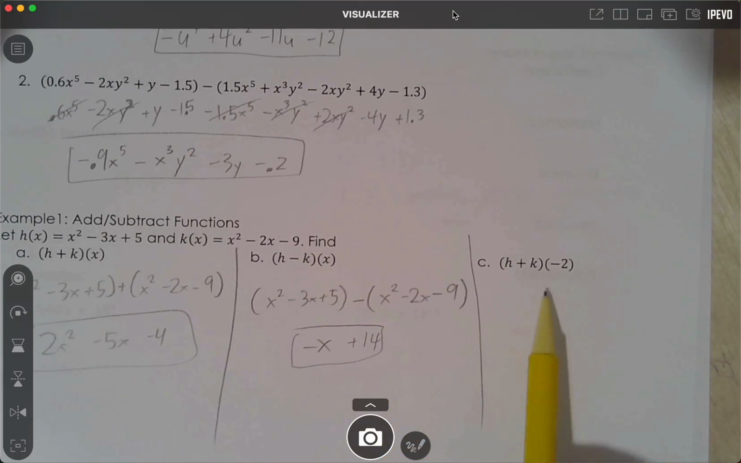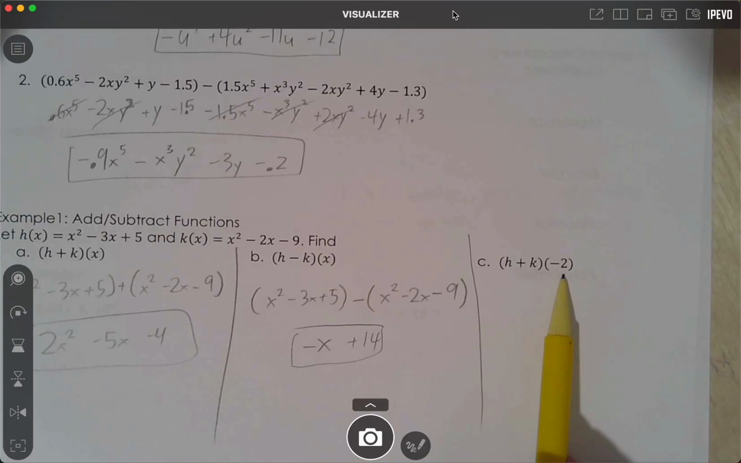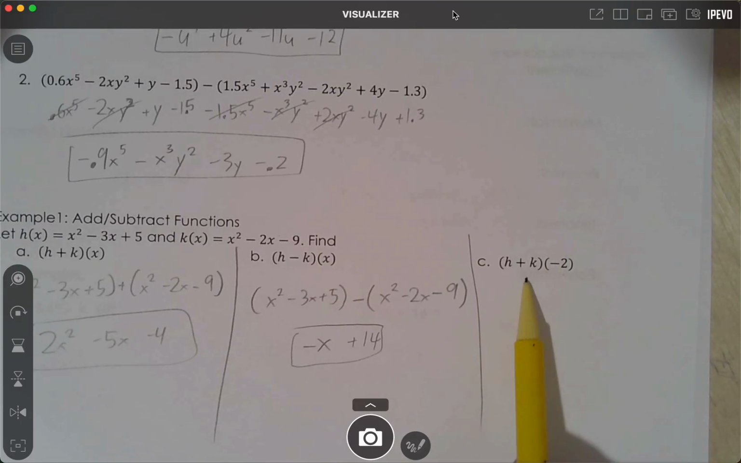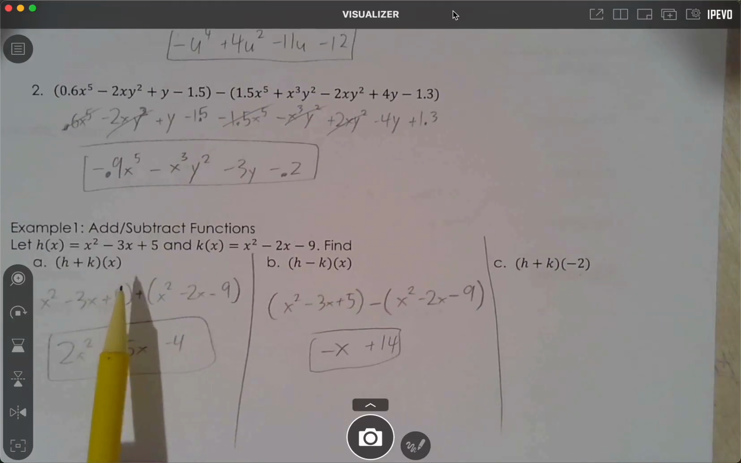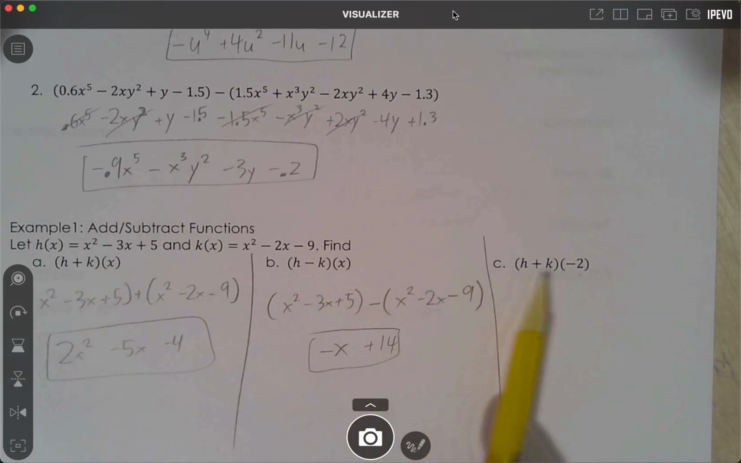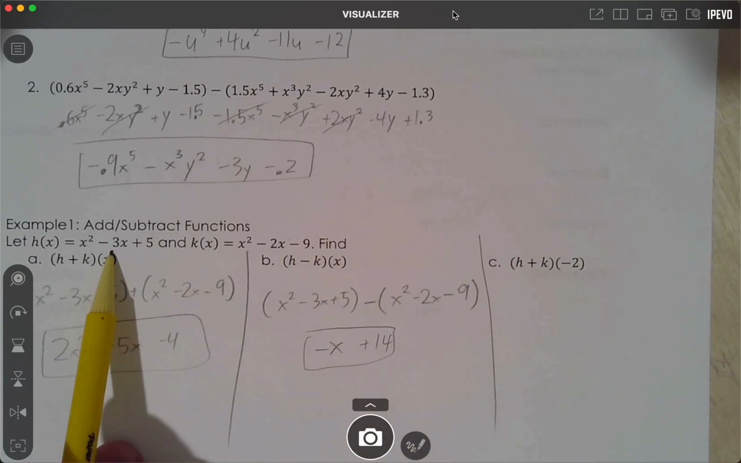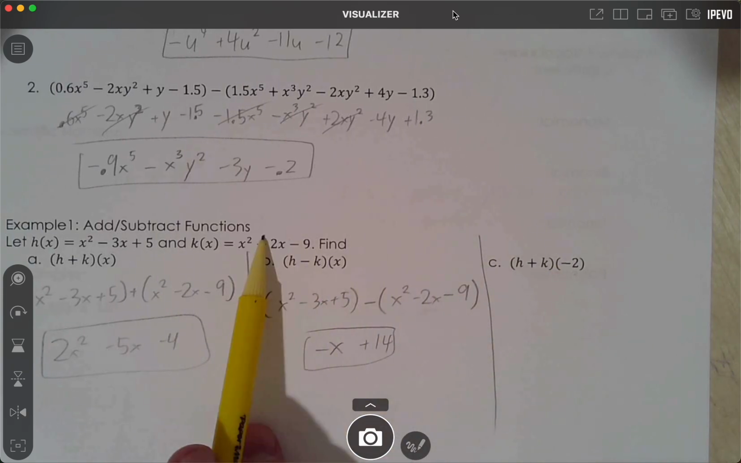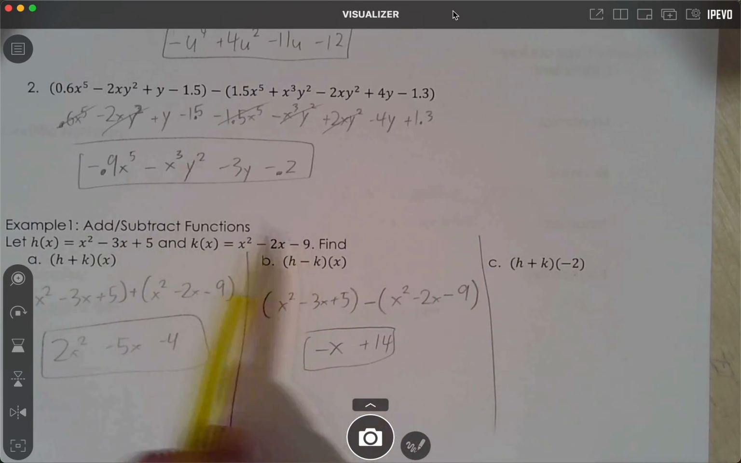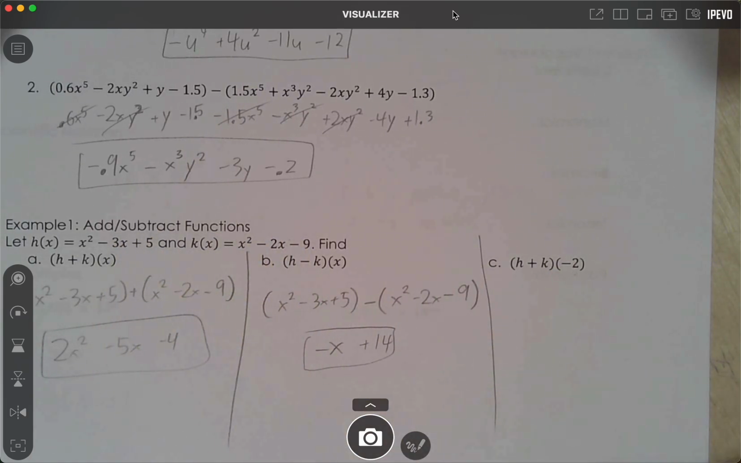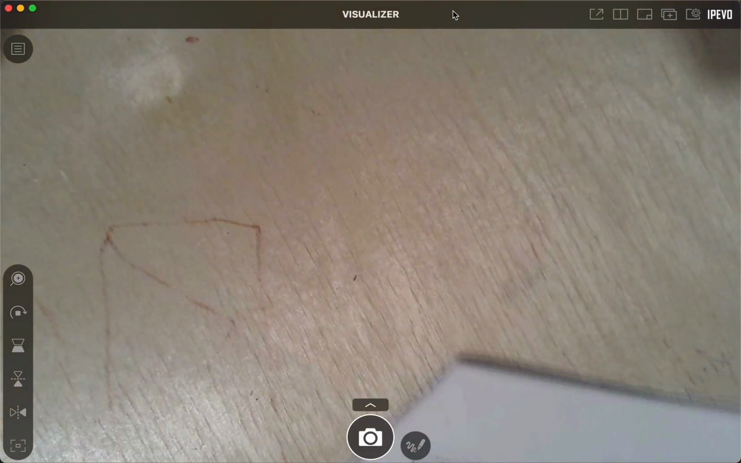Now, last one here is just saying, hey, take h and take k, evaluate them at negative 2 and add their answers. Now, there's actually two ways of doing that. Because you figured out this general h plus k function, so to speak, you could just plug negative 2 in here and get your answer. Or you could plug in negative 2 back into the original and solve, and plug in negative 2 back into the original and solve, and then add those two results. Either one will work, but we'll skip that for now.